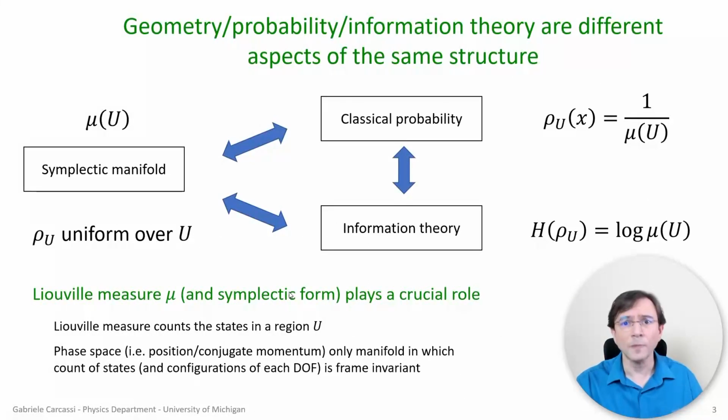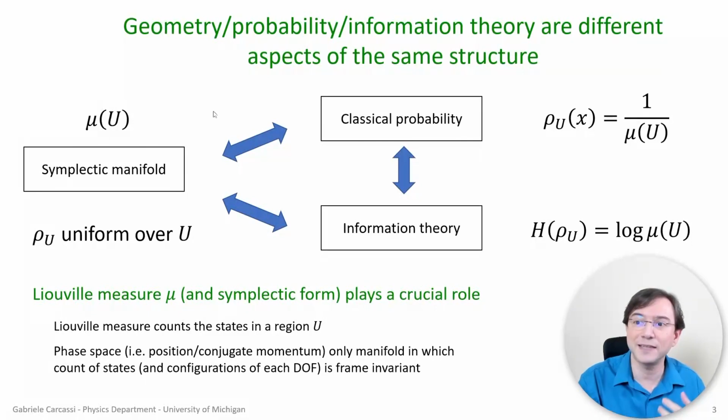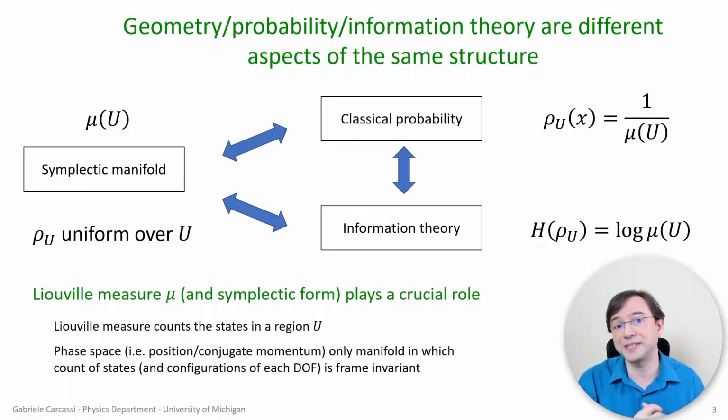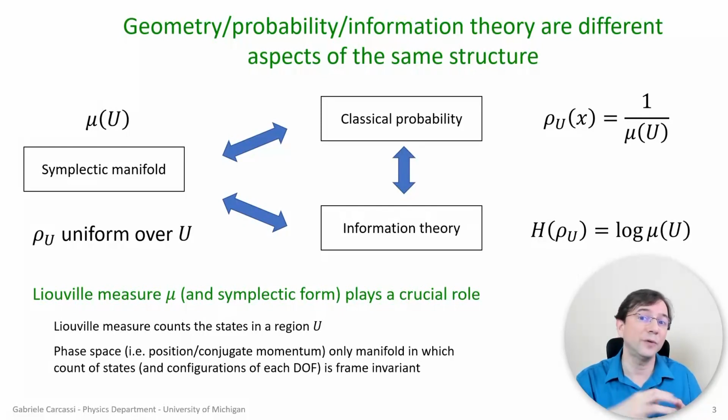So if we look again at how classical mechanics works, because we have a full idea of how classical mechanics works, one of the important things that we found is that the geometric, the probabilistic, and the information theoretic structure are really the same structure, in the sense that you can't give me one without giving me the other. And this is how it works.